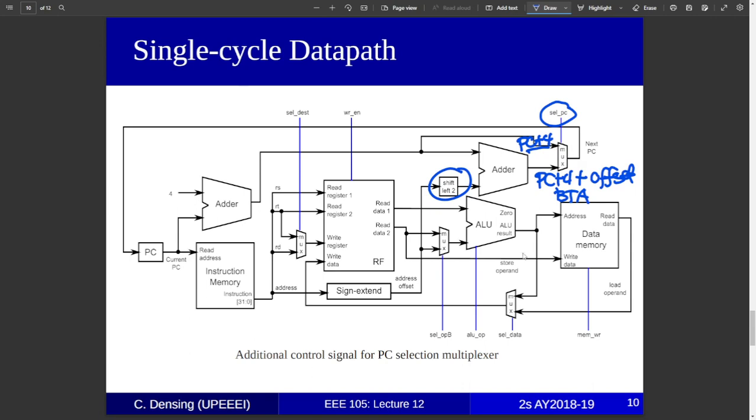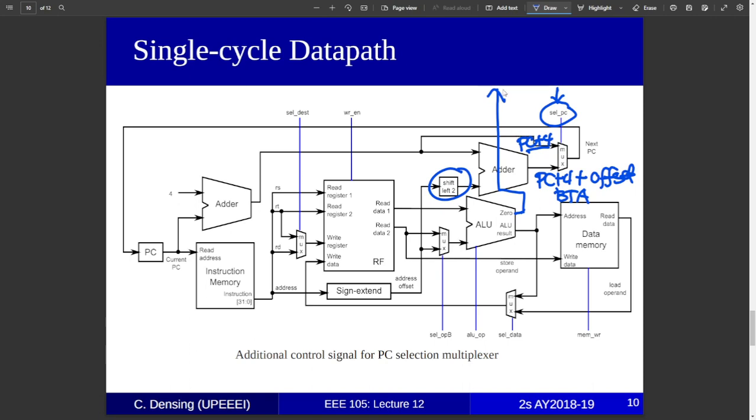And the way we determine cell PC, in this case, comes from 0. So this goes into the control, and then the control looks at the 0 control signal of the ALU and determines what goes into cell PC depending on whether it's branch if not equal or branch if equal.